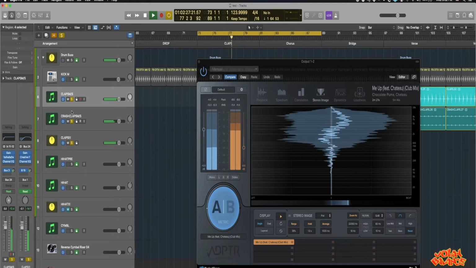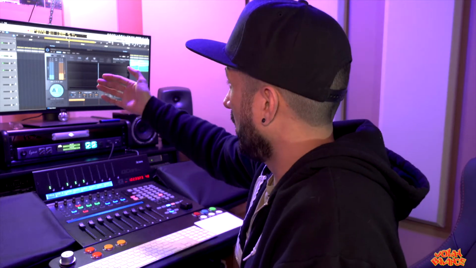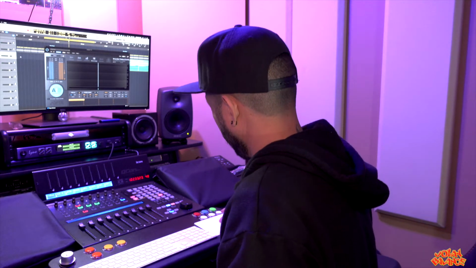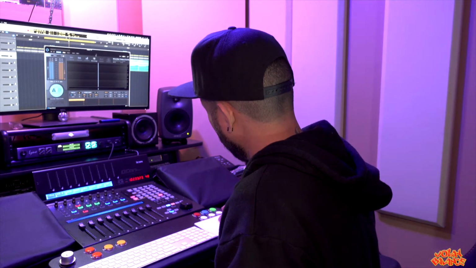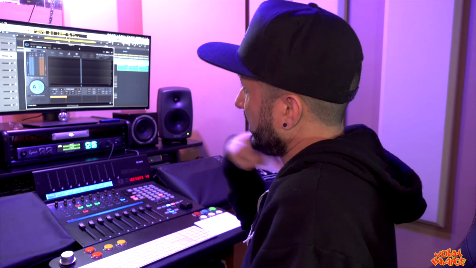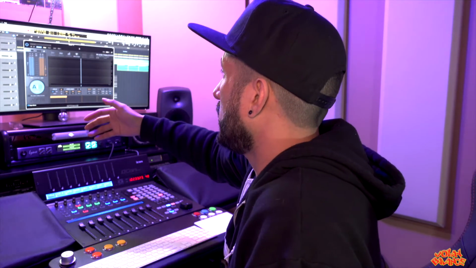There's the other one. Let me remove that. So there's both of them together. So this is a perfect example of what I'm using Metric AB for. I'm using it in these just for its nice stereo image analyzer that it has. And I'm basically going to go through every sample and I'm going to label it.